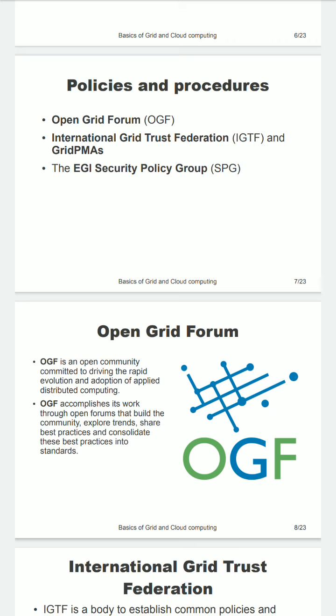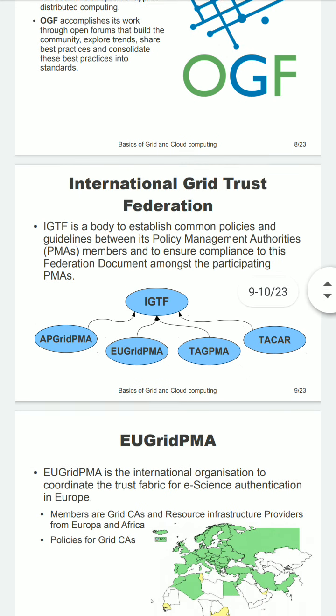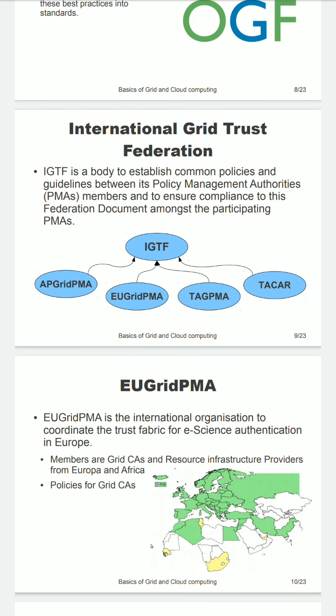Open Grid Forum is an open community committed to driving the rapid evolution and adoption of applied distributed computing. OGF accomplishes its work through open forums that build the community, explore trends, share best practices, and consolidate these best practices into standards. What is the International Grid Trust Federation? It is a body to establish common policies and guidelines between its policy management authorities, members, and to ensure compliance to this federation document amongst the participating PMAs.